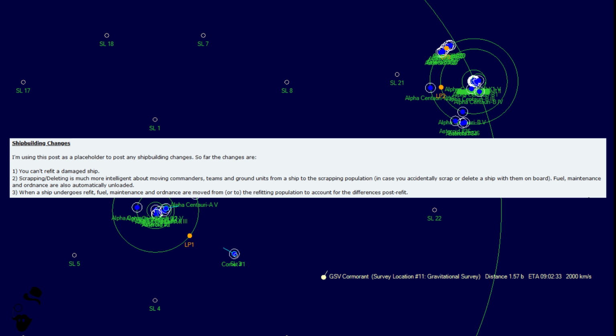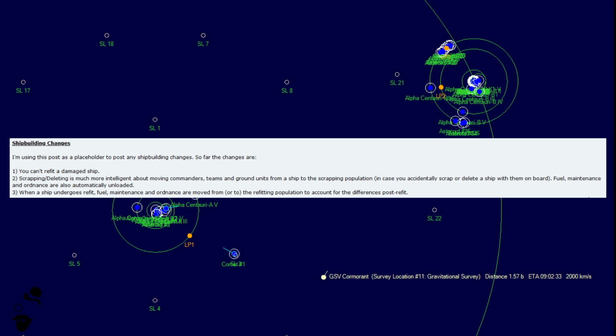Not being able to use refit as a repair, for example. Not losing commanders, teams, ground units, fuel, maintenance, supplies, or ordnance because you accidentally forgot to offload additional stuff, or you're just scrapping a ship and you don't want to worry about, oh, do I still have ammunition aboard this ship? What's happening with the fuel? All that jazz. So it makes scrapping, deleting, and refitting a lot simpler process for the player.